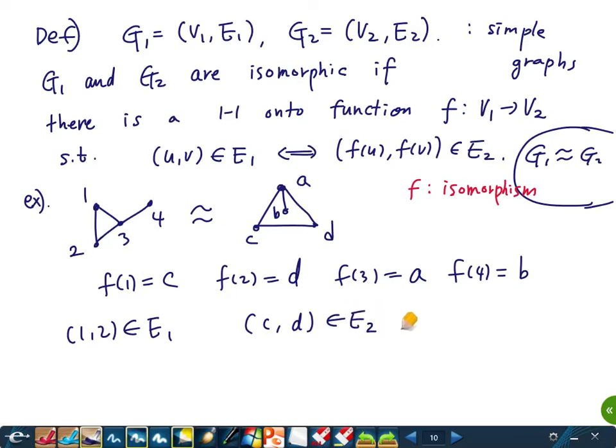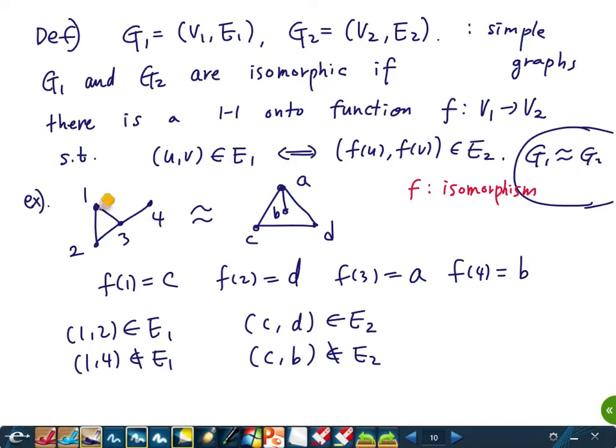For every pair of two vertices, if this is true, then this is also true. And also, let's say 1 and 4. This is not in E1, and their images F1 equals C, F4 equals B. C and B, they are not connected, so it's not an edge here. For every two vertices, if you consider the pair of them, they are in the edge set if and only if the images are in the edge set.